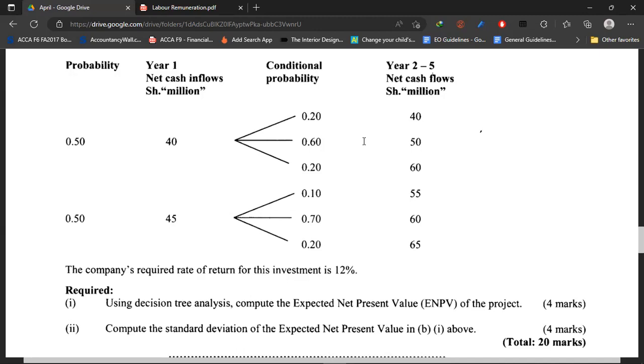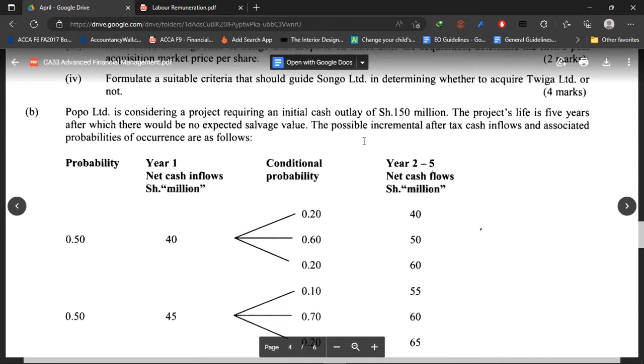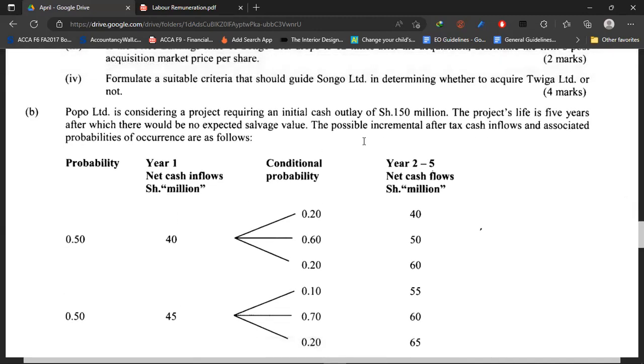Thank you so much. You can see the examiner is giving you a challenge where you're going to be drawing up a decision tree using the criteria which basically assist us to get the solutions to these questions. The examiner is telling us that there is a project which requires us to incur a cost of 150 million. The project life is 5 years, after which there will be no salvage value. There is no resale value.